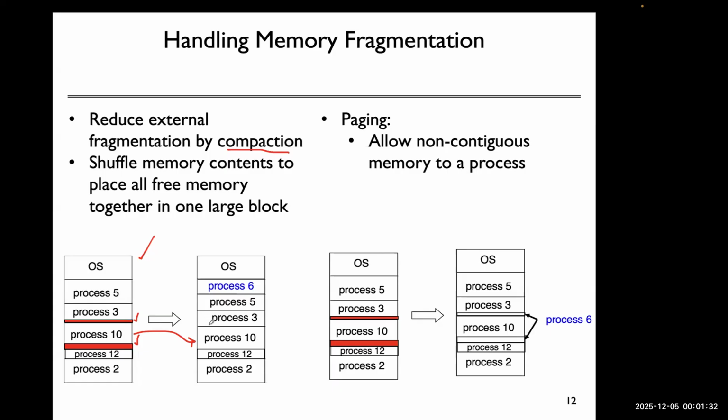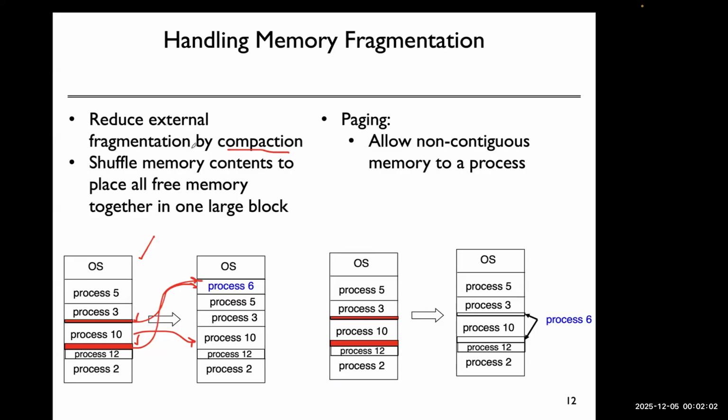Then process 3 is also moved downward, and process 5 is moved downward. These two holes are moved here, this hole is moved here, and together they are able to satisfy the memory requirement of process 6. So this is known as compaction. You simply move the holes next to each other by moving all the processes next to each other on one side of the memory.